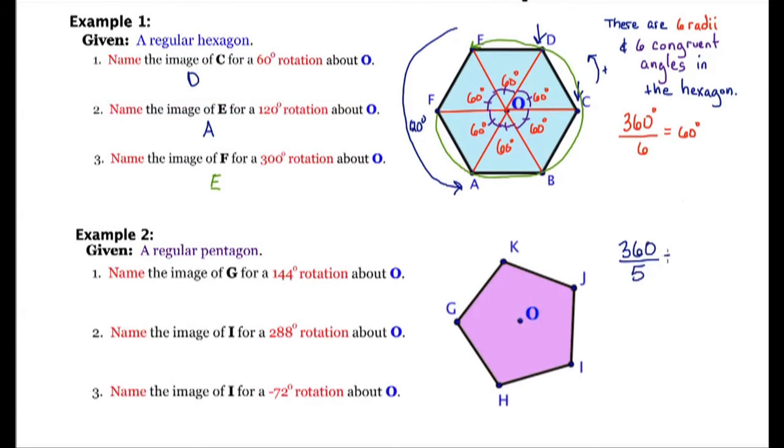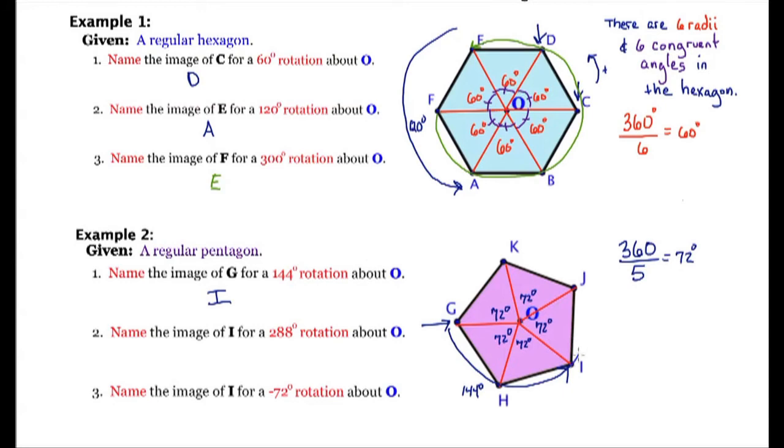So in example 2, we're going to follow the same steps. We have 360 degrees divided by 5, because there are 5 congruent angles. That gives us 72. So if we have G and we rotate it 144 degrees in the positive direction around O, we end up at I. If we're starting at I and we're going 288 degrees about O, we end up at H. And the last one here, we have a negative rotation. If we're at I and we go negative 72, we go clockwise around O, we are at H. Okay, so that's it for those 2 examples.